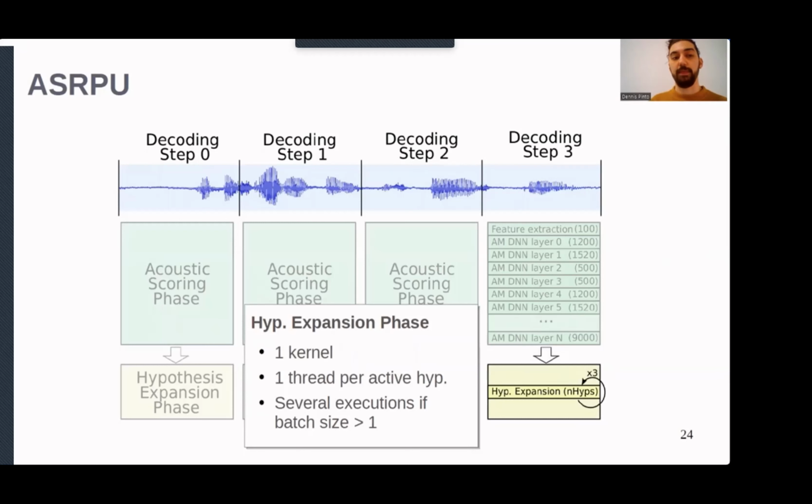Depending on the implementation of the ASR system, each acoustic scoring phase may generate more than one vector of acoustic scores. To consume them all, the hypothesis expansion phase can be repeated as many times as necessary. For example, if we have 3 vectors of scores at the beginning of the hypothesis expansion phase, this phase will then get executed 3 times, one for each input vector.